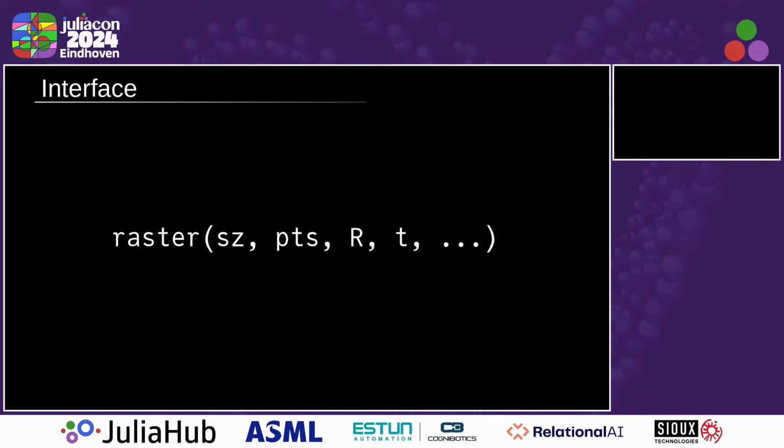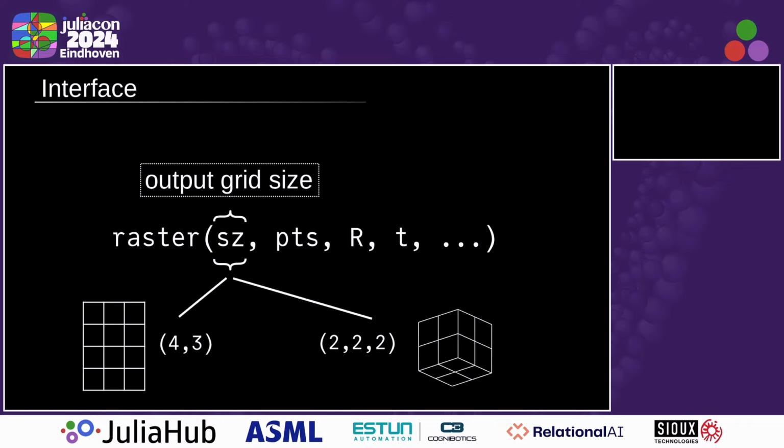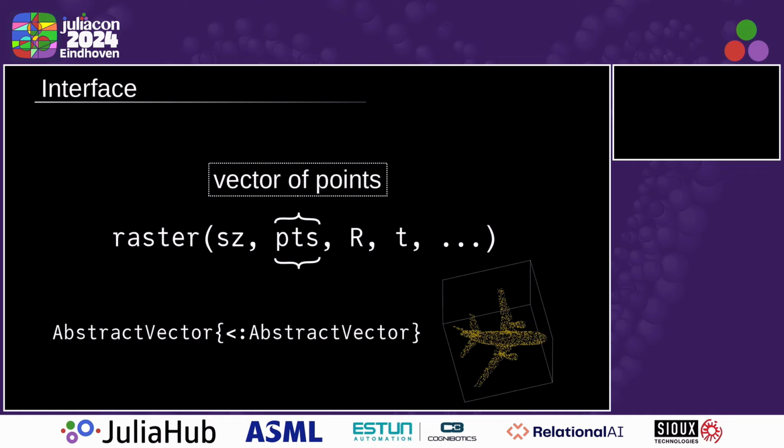Okay, but how can we use the package to do this sort of thing? Essentially, the package offers a single function as an API. It's called raster, and it has several arguments. The first one is the size of the output grid. This is just an n-tuple of integers. If this is a 2-tuple, then you will get a 2-dimensional image. If it's a 3-tuple, you will get a 3-dimensional image, and so on. Second is a vector of points, where each point is itself represented as a vector.